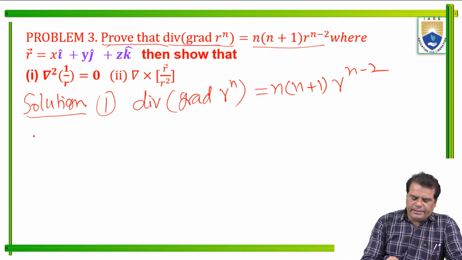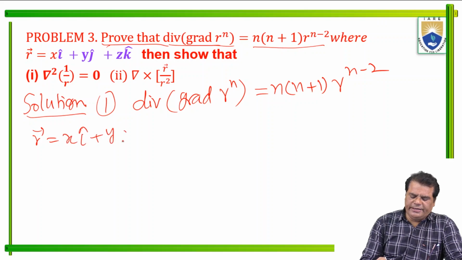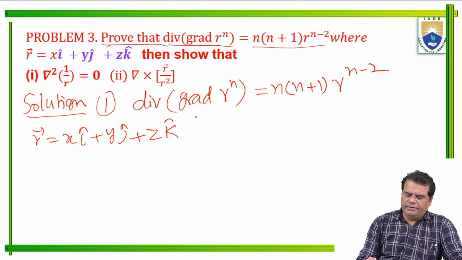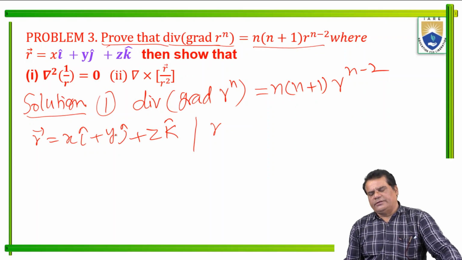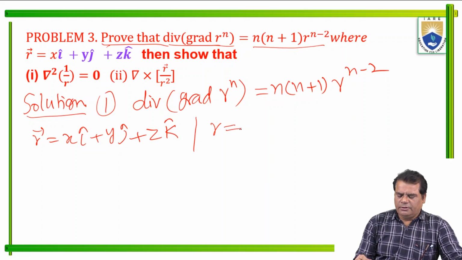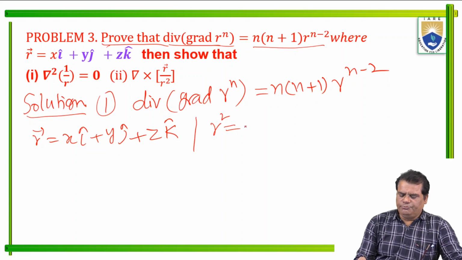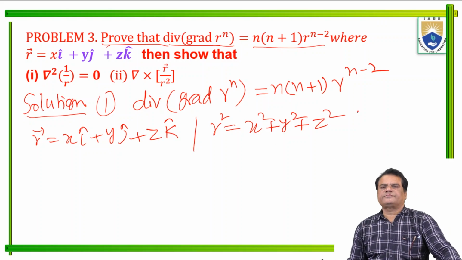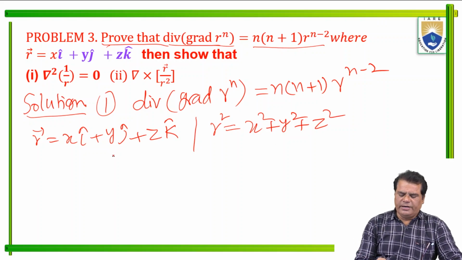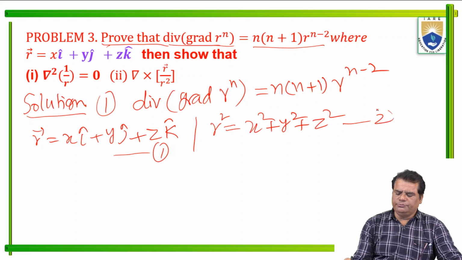So what is r? The vector r is xi plus yj plus zk. This is the value of r, and it is a vector point function. But r square equals x square plus y square plus z square. This is equation 1 and this is equation 2.